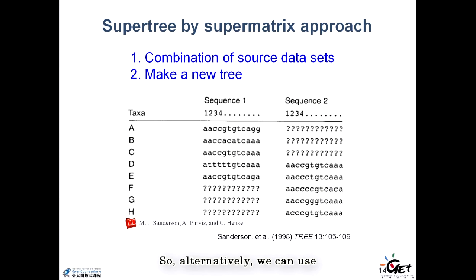Alternatively, we can use the supermatrix approach to combine the data again. This is the same example we just had. For sequence 1, we have A, B, C, D, E. But for sequence 2, we have D, E, F, G, H. So there are two taxa shared right here. For the others, we just put in missing data. And we use this new data matrix to reconstruct the phylogenies. We can still use maximum parsimony or some other methods to make the trees according to all the data available right here.